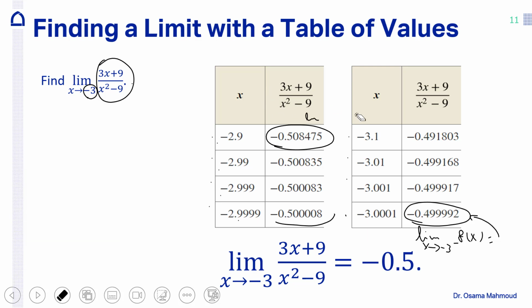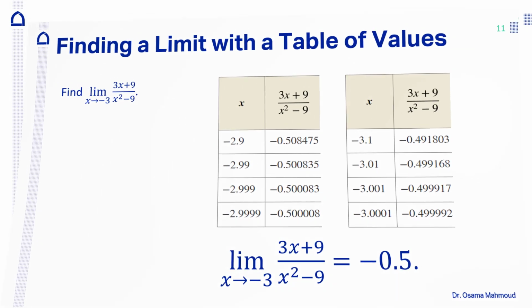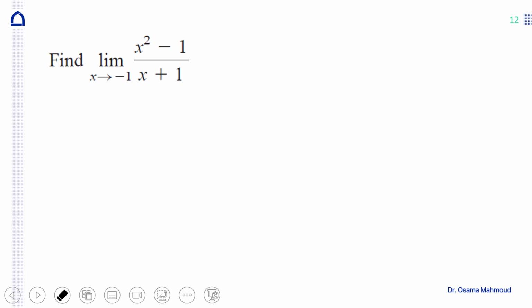Now we know how to find the limit using a table. So we get values to the right of the one we are going to approach and to the left. What about this one? Here is our function. We approach minus 1 from the right and left.